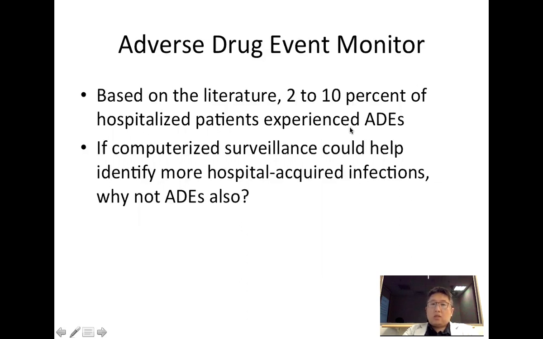But usually we underestimate the actual ADE events. Because in our practice, sometimes we notice there's an adverse drug event.